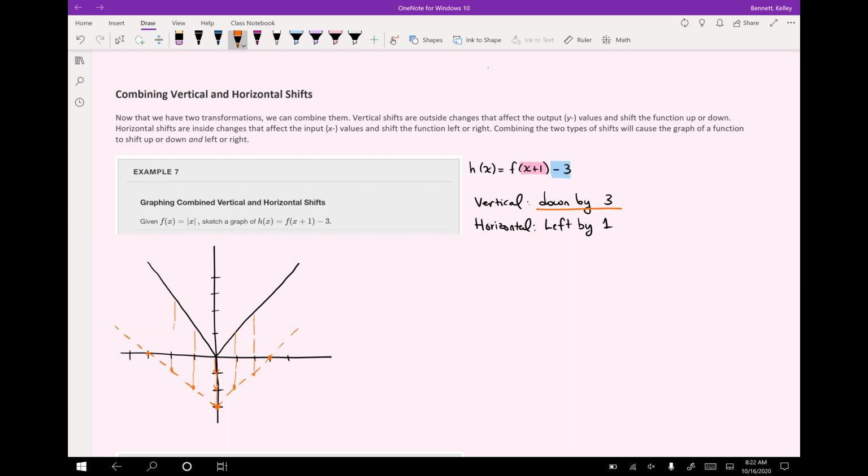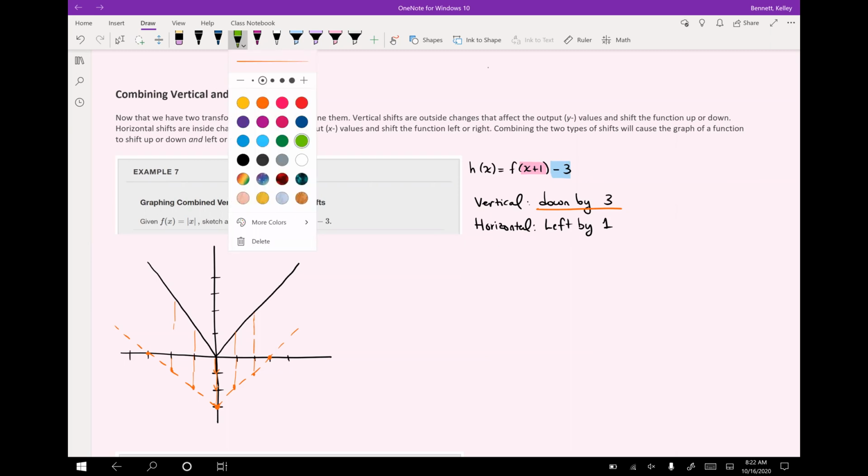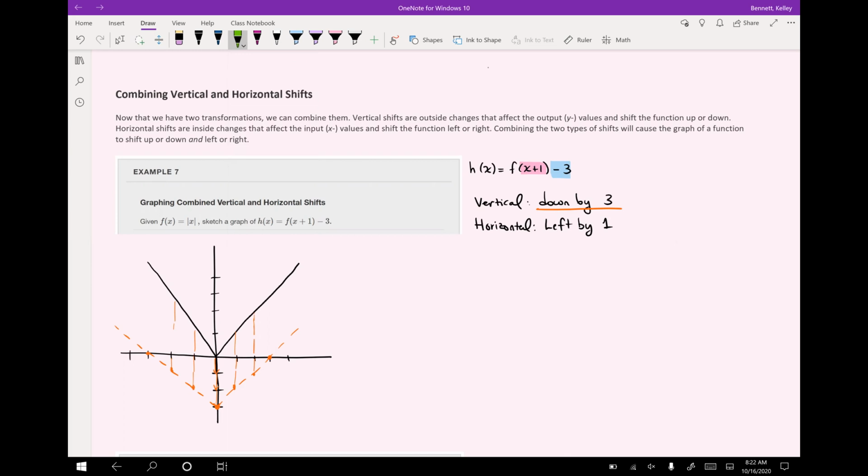And then I'm going to go ahead and go left by 1. So now I'm going to move all of these orange dots over by 1. So I'm here, then I'm here, then I'm over here, over here, over here, here, here. Right, so now I'm, and so this green graph is my final.